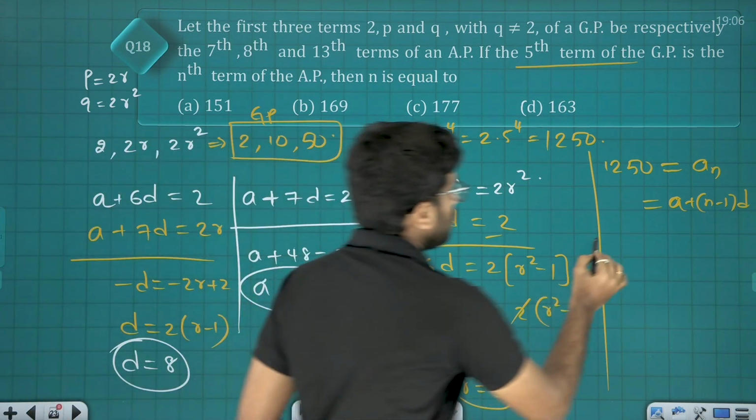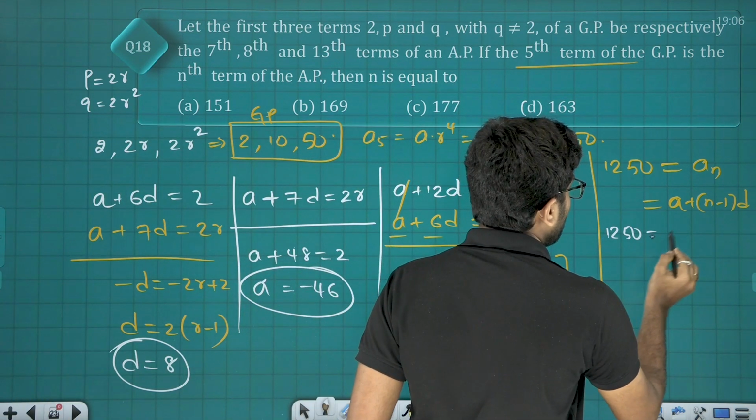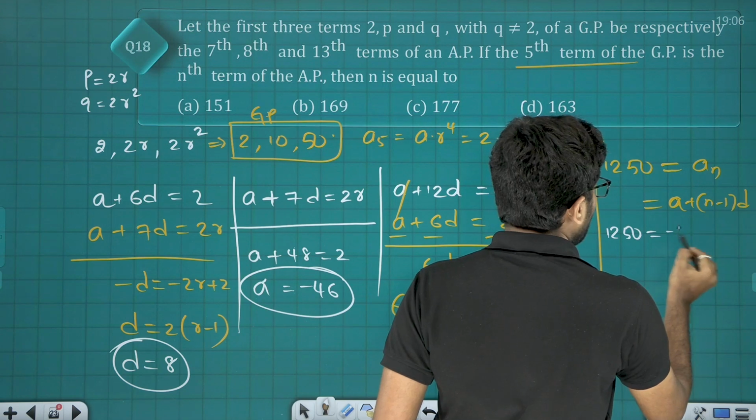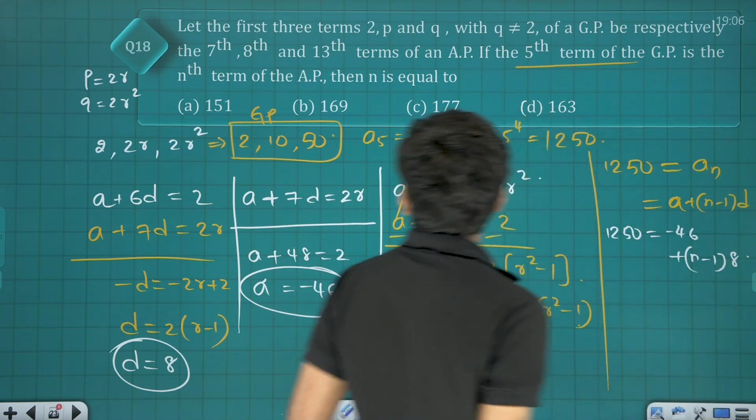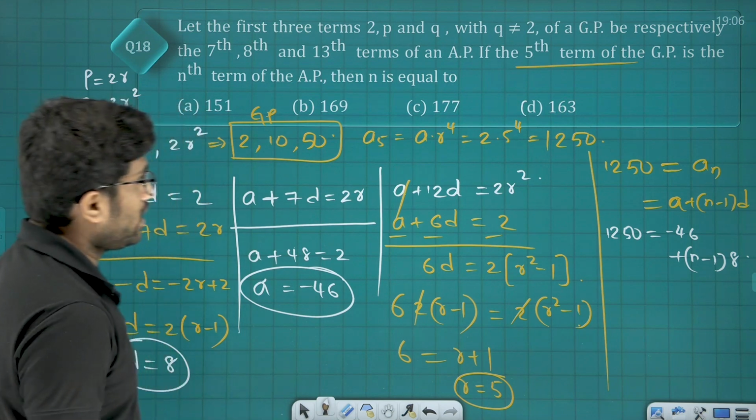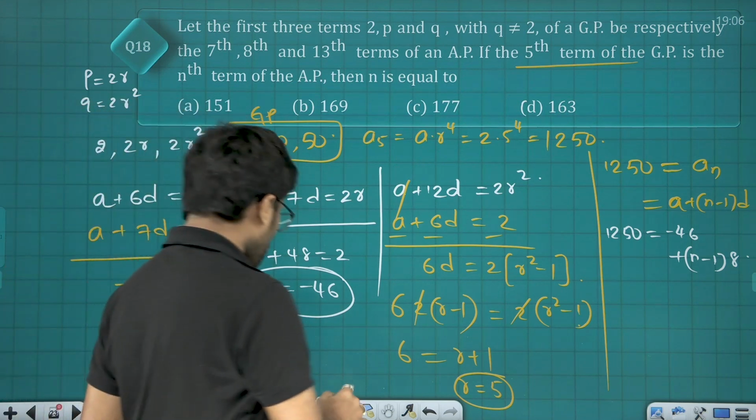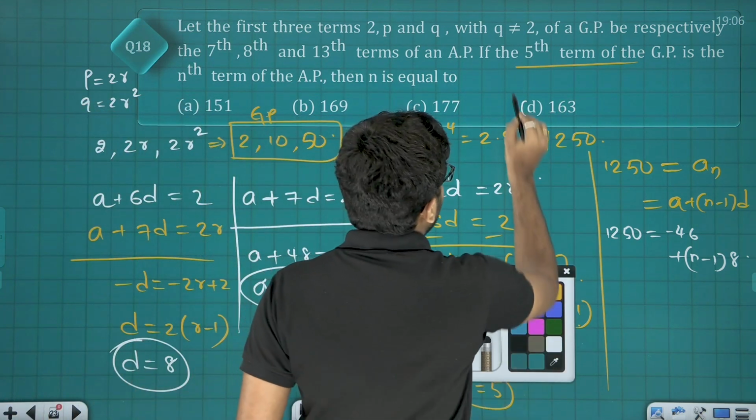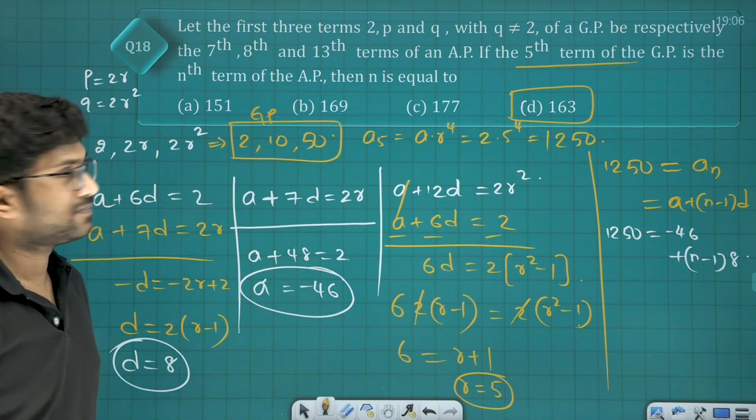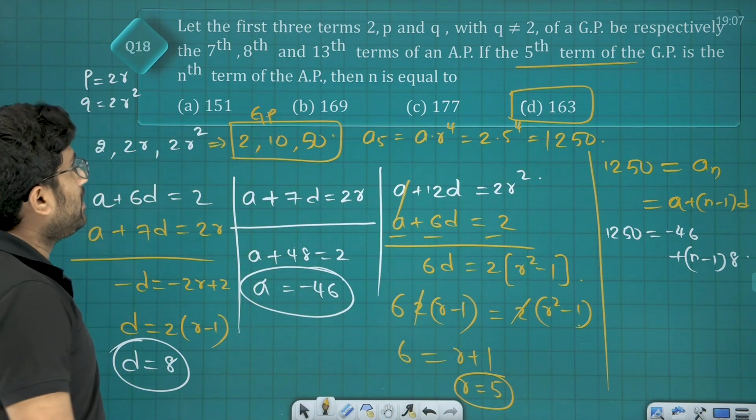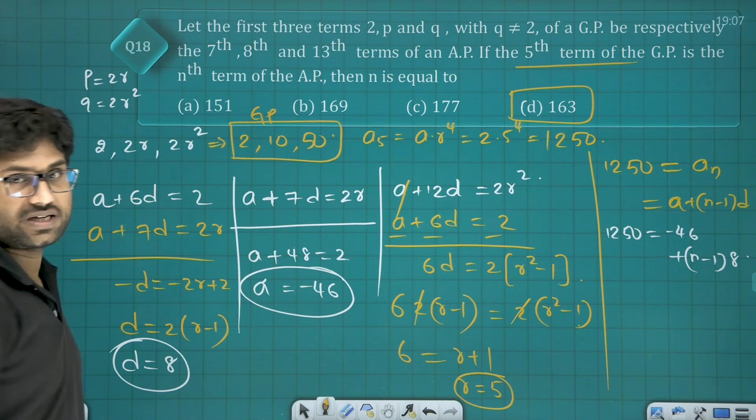Substitute that here. So 1250 is equal to minus 46 plus (n minus 1) times 8. So friends, minus 46 plus (n minus 1) into 8. If we simplify, then we get the value of n as 163. Clear? n will be 163, which is the correct answer.